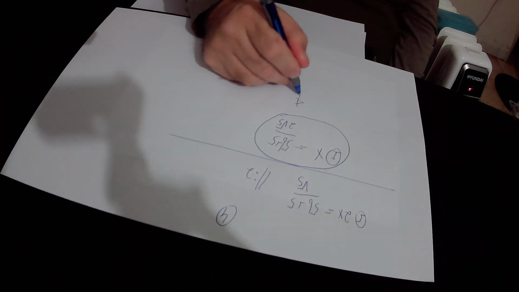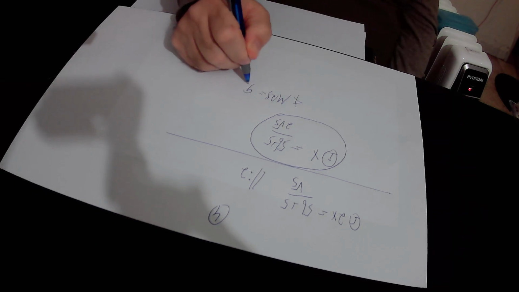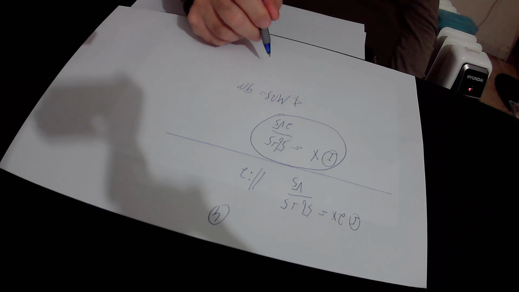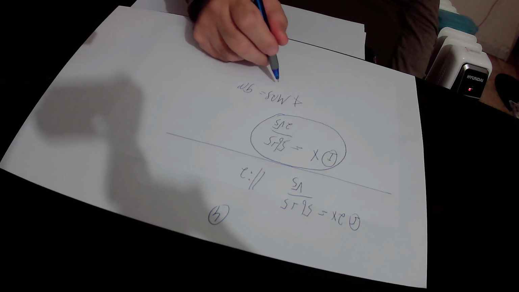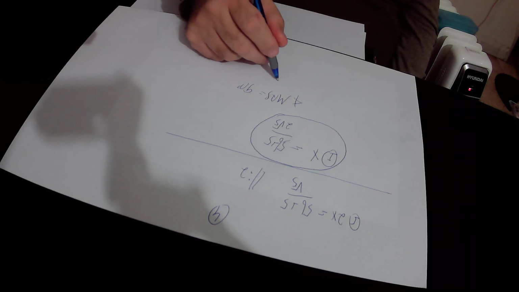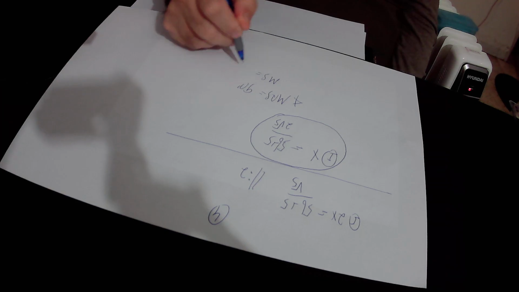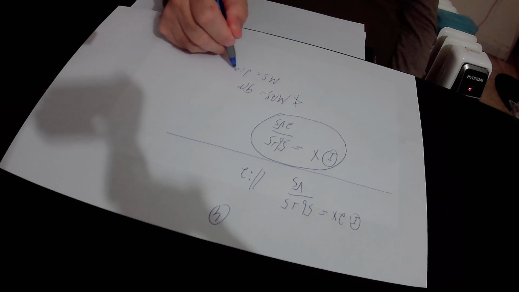Peripheral angle MQS equals 90 degrees. Therefore, this peripheral angle must rest on the diameter of the circle. Peripheral angle MQS rests on MS. Therefore, MS must be the diameter of the circle.